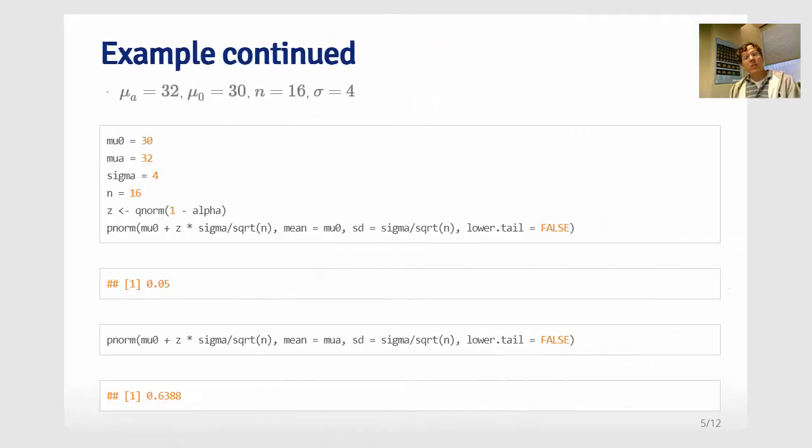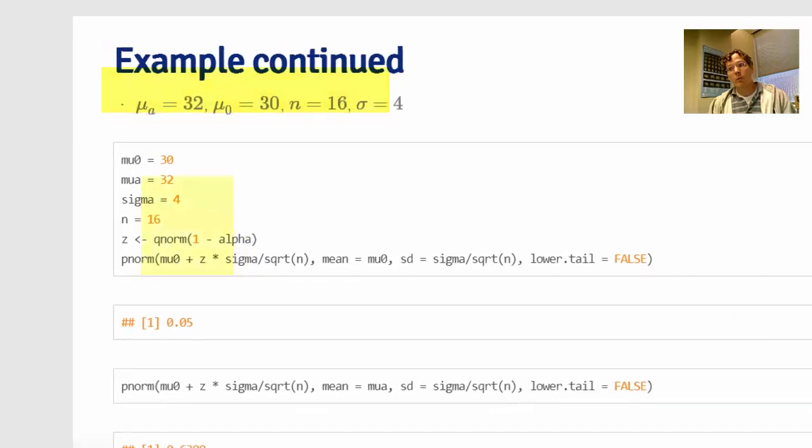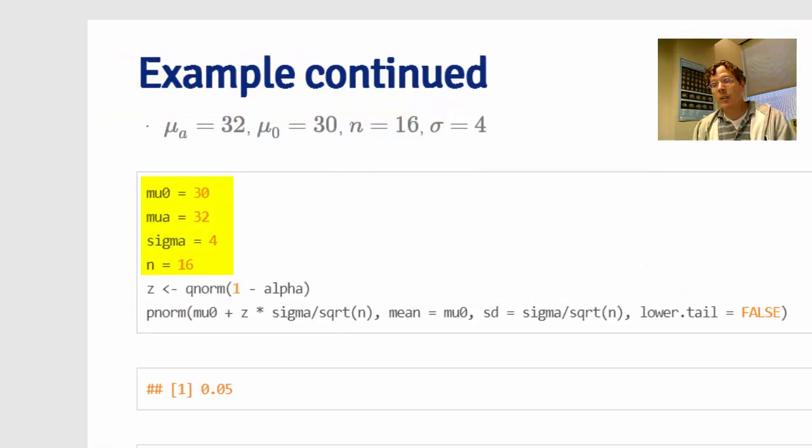Suppose someone were to give me this information that they wanted to conduct this study. They wanted to test whether or not mu was 30 for this population or it was larger than 30, so mu naught equals 30. They were interested in detecting a difference as large as 32. Their n was 16 that they were hoping to get, and they knew that sigma was around 4. Okay, so here I've plugged in the values: mu naught equals 30, mu a equals 32, sigma equals 4, n equals 16. Here's my z as my normal quantile.